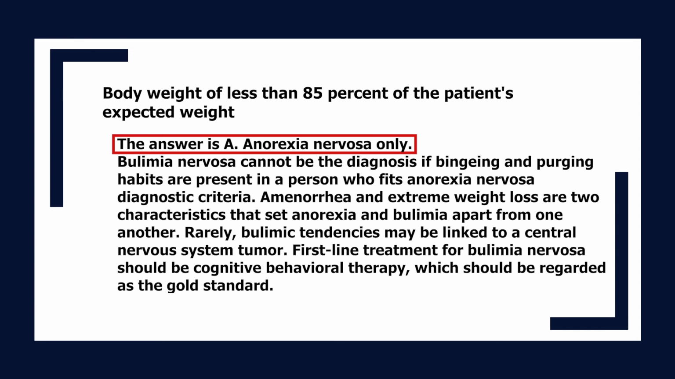Bulimia nervosa cannot be the diagnosis if binging and purging habits are present in a person who fits anorexia nervosa diagnostic criteria. Amenorrhea and extreme weight loss are two characteristics that set anorexia and bulimia apart from one another. Rarely, bulimic tendencies may be linked to a central nervous system tumor. First-line treatment for bulimia nervosa should be cognitive behavioral therapy, which should be regarded as the gold standard.